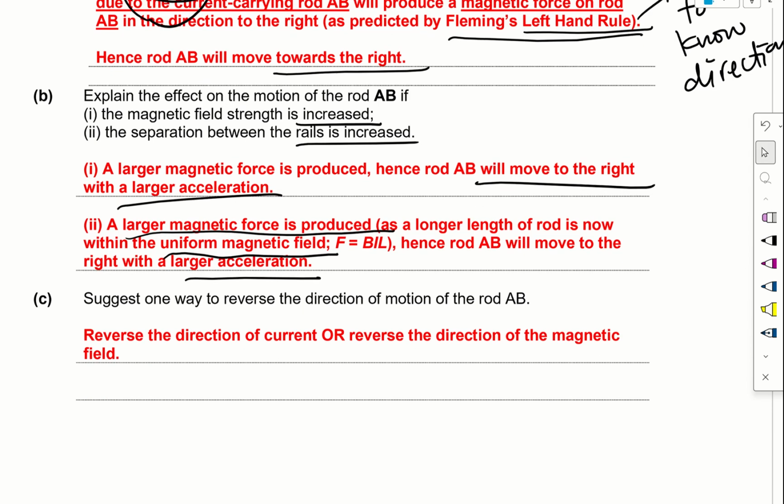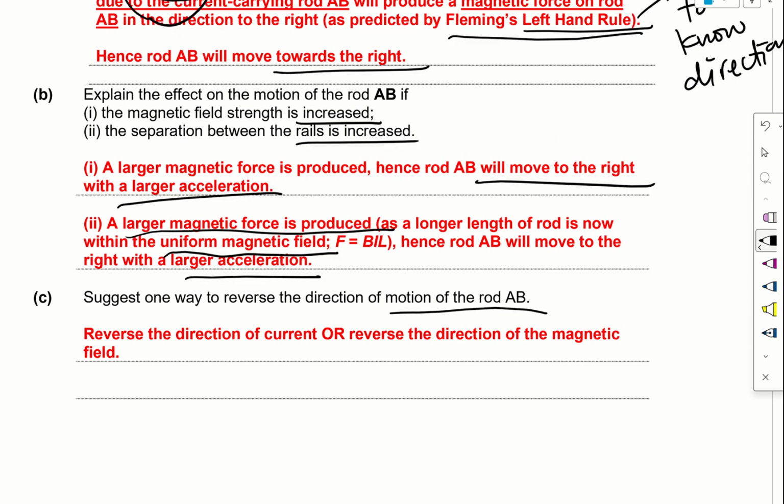Now suggest one way to reverse the direction of the motion of rod AB. We can either reverse the direction of the current or reverse the direction of the magnetic field.